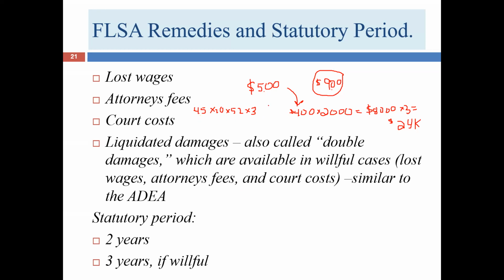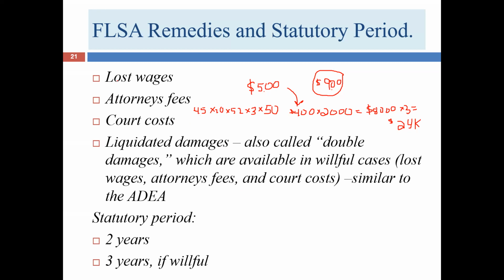And again, if you're making this error for one worker, you're probably making this error for lots of workers. And so you might end up having to multiply this by 50. And so you get into some significant money at this point. So that's the idea behind lost wages. Then you have attorney's fees. Attorney's fees are oftentimes, especially if you just have a small number of workers, greater than the amount of lost wages.